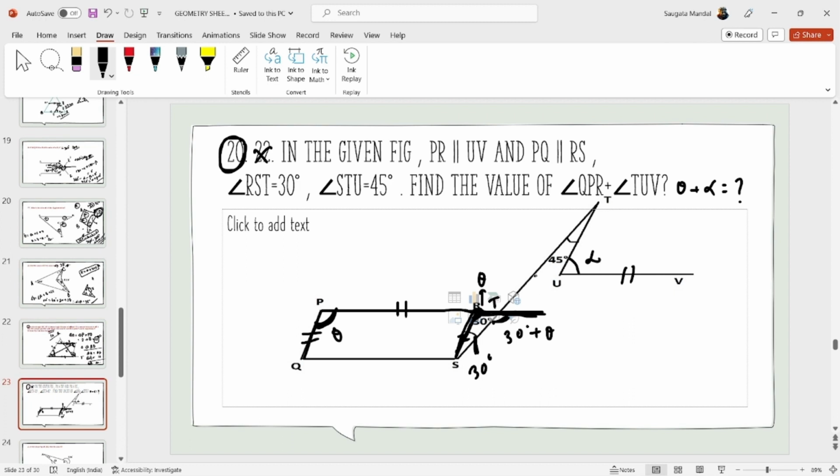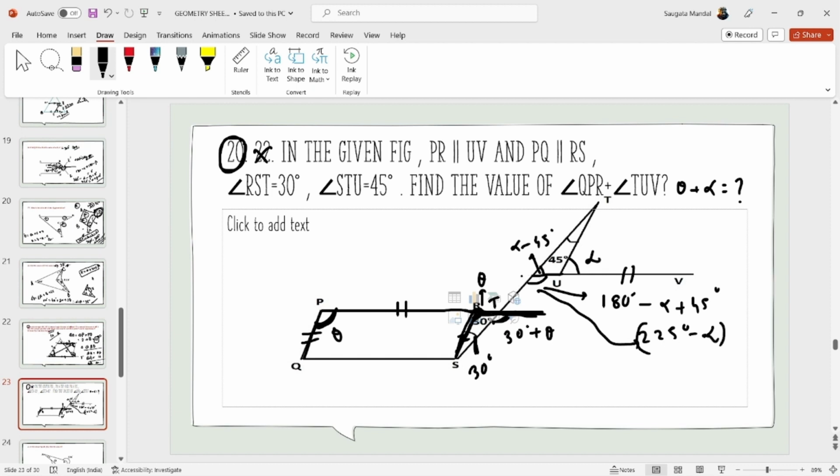In the same way, extend this line. This is alpha. This is alpha minus 45 degrees and this is 180 degrees minus alpha plus 45 degrees. That means 225 degrees minus alpha. The value of this angle is 225 degrees minus alpha.